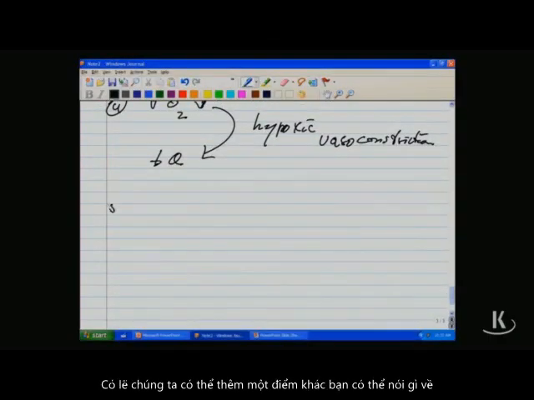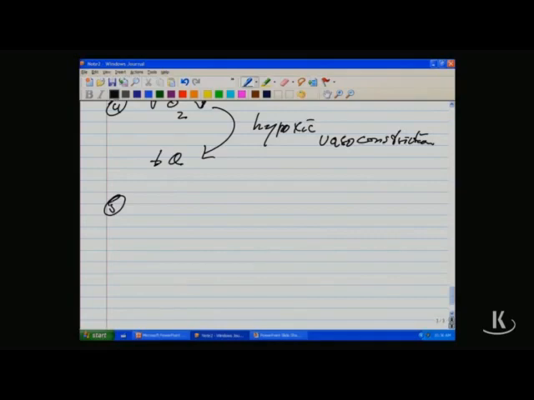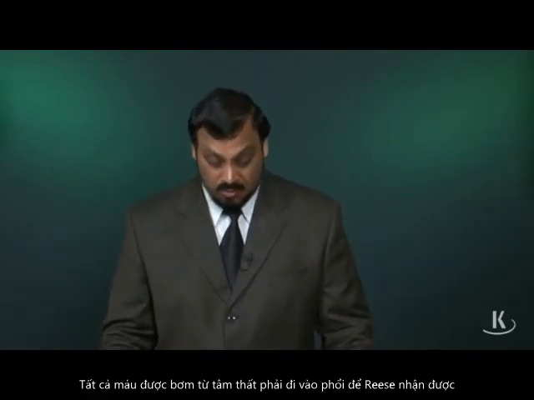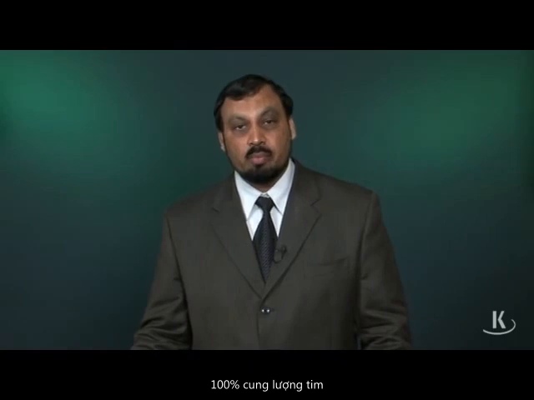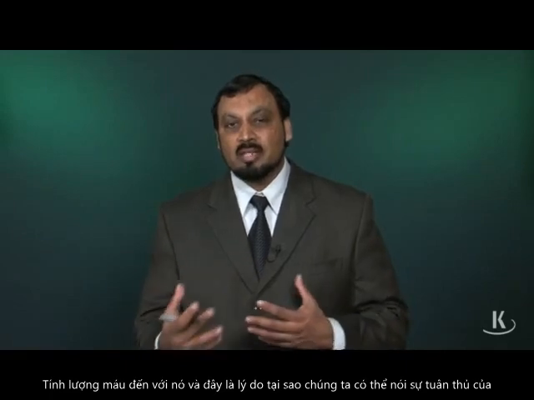Maybe we can add another point. What can you say about flow to the lung? That's right. The lung receives 100% of cardiac output. All of the blood that is pumped from the right ventricle goes into the lung. So it receives 100% of cardiac output. That means that the lung has to be very sensitive to the volume of blood that comes to it.